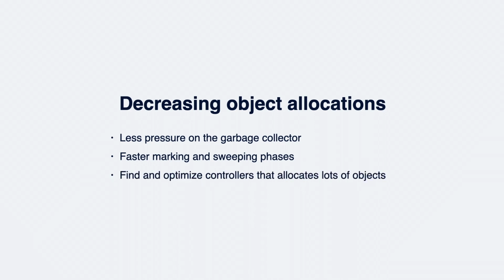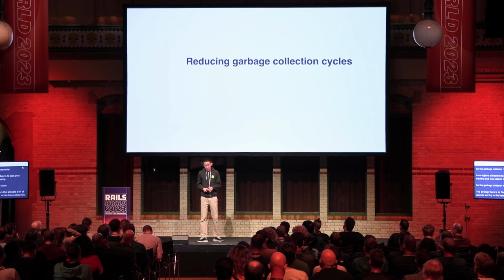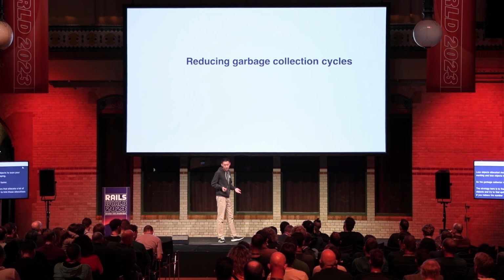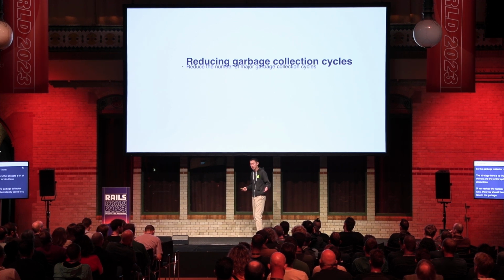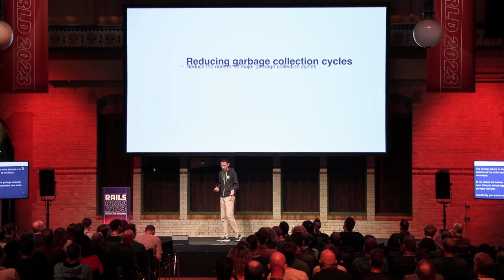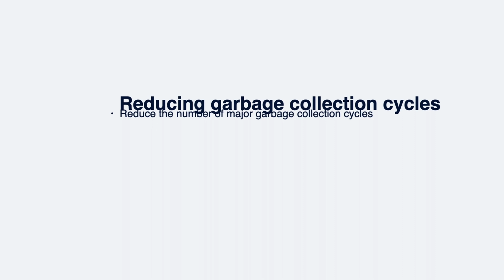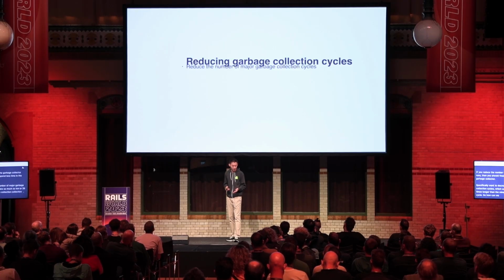The strategy here is to find controllers that allocate a lot of objects and try to find optimizations to trim those allocations. If you reduce the number of times the garbage collector runs, then you should theoretically spend less time in the garbage collector. Specifically, you want to decrease the number of major garbage collection cycles, which can often take as much as 10 or 20 times longer than a minor garbage collection cycle. So how can we actually reduce the number of major garbage collection cycles?